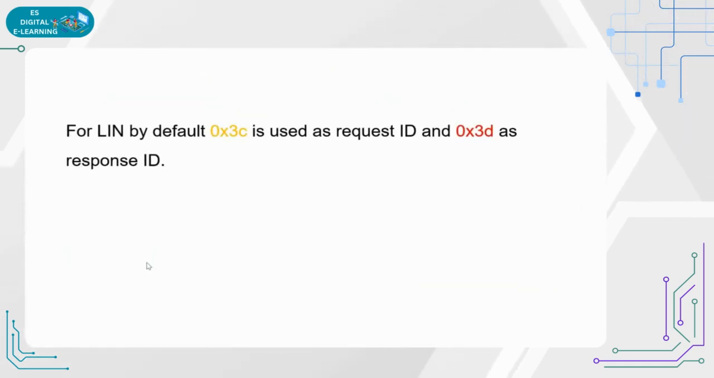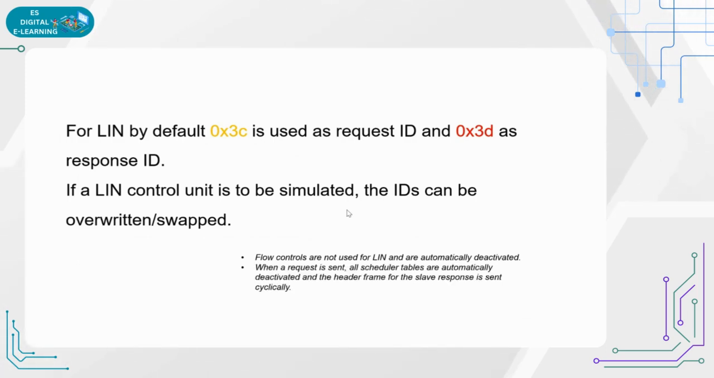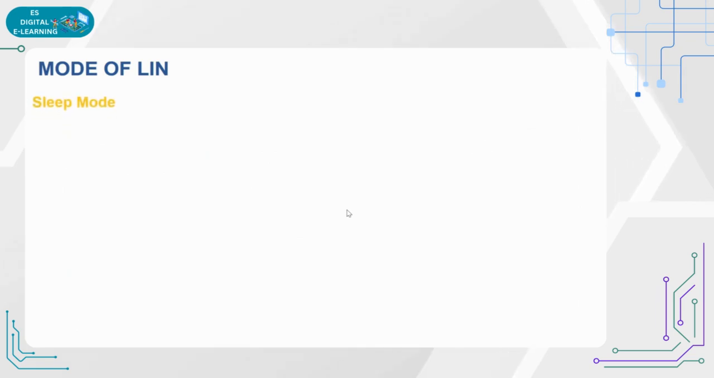The important concept is that the default value will be 0xC3, and the response ID is 3D. And we cannot send more than 8 bytes of data. That is one disadvantage in the LIN protocol, which we discussed. And what is the mode of LIN? The mode of LIN has 3 points.